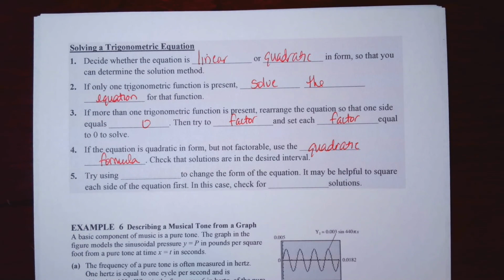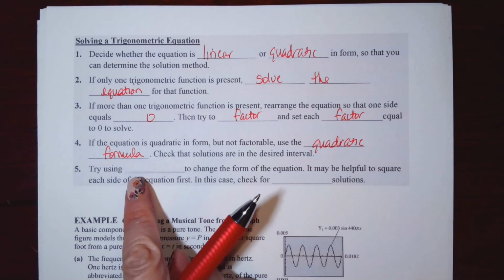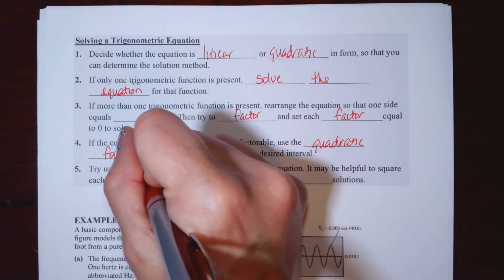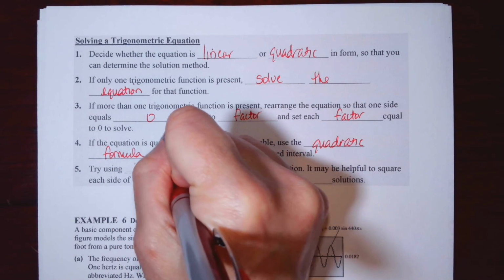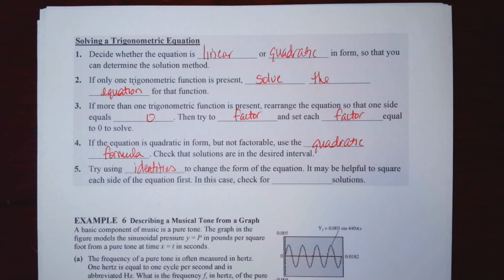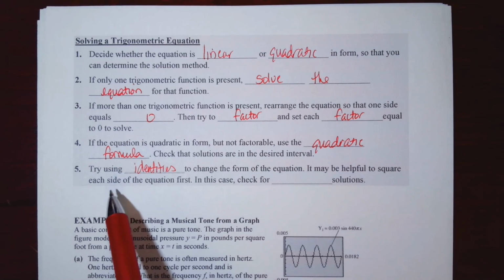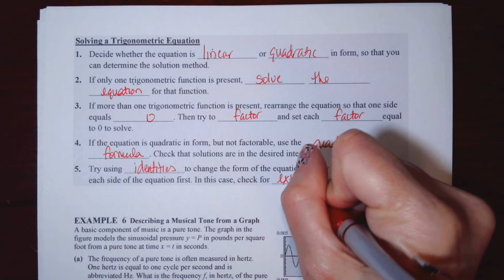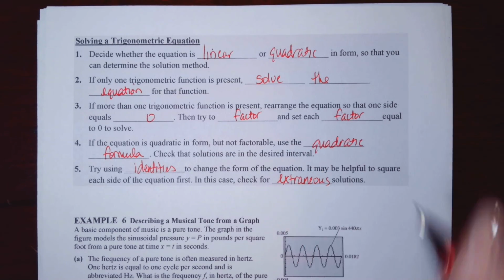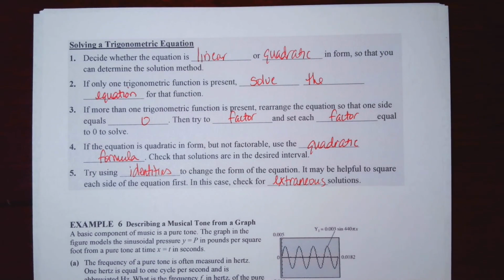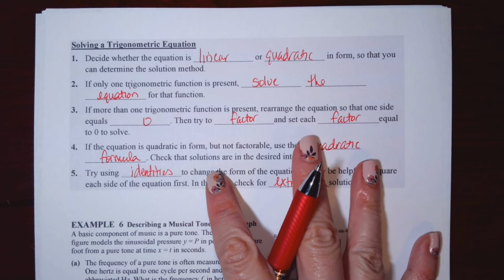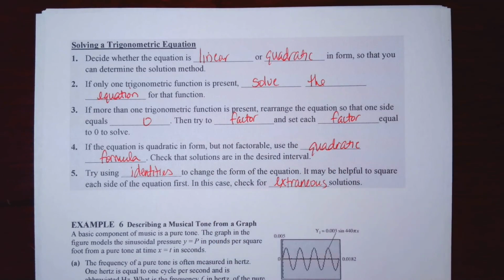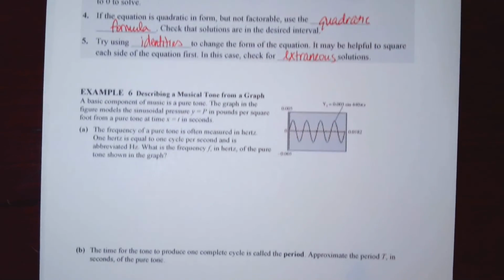If there's more than one type of trig function, then try using identities to change the form of the equation. It might also be helpful to square each side of the equation. In this case, you have to watch and check for extraneous solutions. Okay, this is the kind of problem solving technique, working through your options, that you did in college algebra, and you're applying it here in trig.